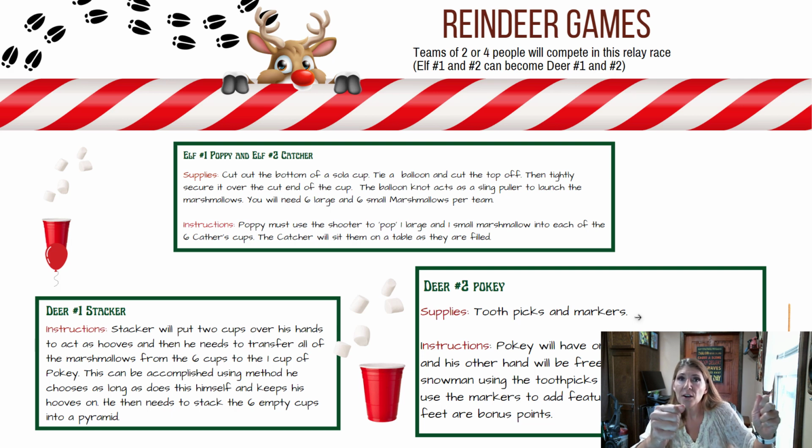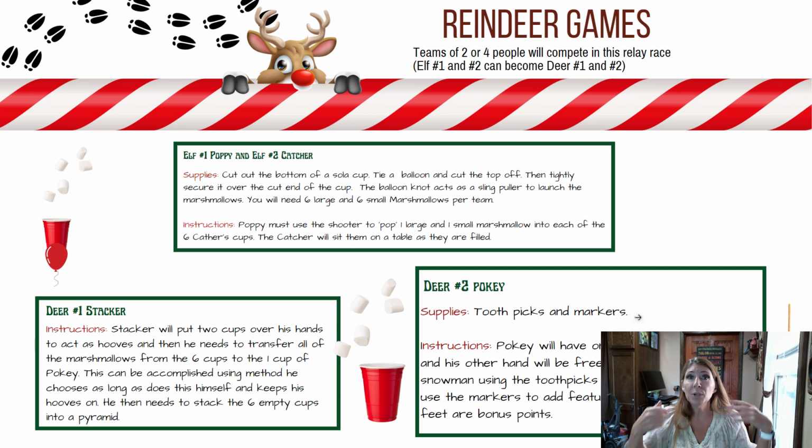You stretch that over the cup, and so now they have like a slingshot, right? So now they can pull back the balloon, let it go, and it can shoot things through and out of the cup. And so then you give them marshmallows. Elf number 1 is called Poppy. Poppy has to pop the marshmallows to the catcher who has a cup, and he has to catch these marshmallows in the cup, okay? And then set the cups down on a table.